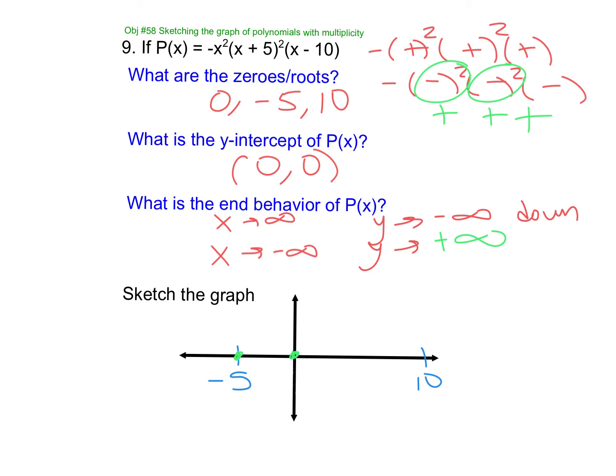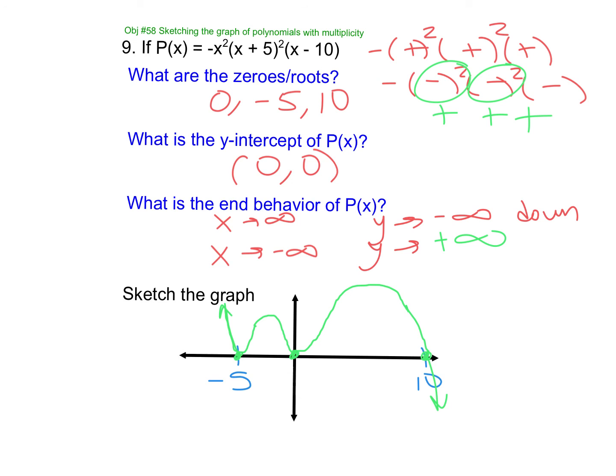So end behavior, we're going down on the left, up on the right. And then at 10, we don't have anything weird going on, so it's going to go through nice and smoothly. At -5, what do we have? We're going to have a parabola because it's squared, so it's going to come down, back up. And then we're going to go down and hit 0. And what happens at 0? That also has a square, and so that also comes up.